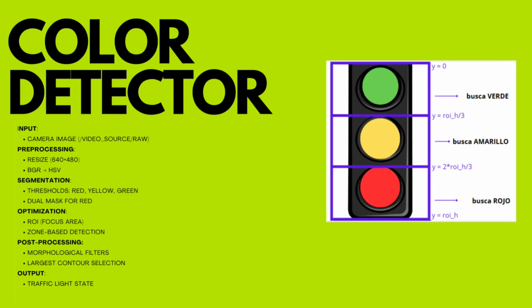After converting the image to HSV, color thresholds are applied for red, yellow, and green. A region of interest and zone-based segmentation are used to reduce false detections. Morphological filters remove noise, and the dominant color is selected based on the largest detected area.